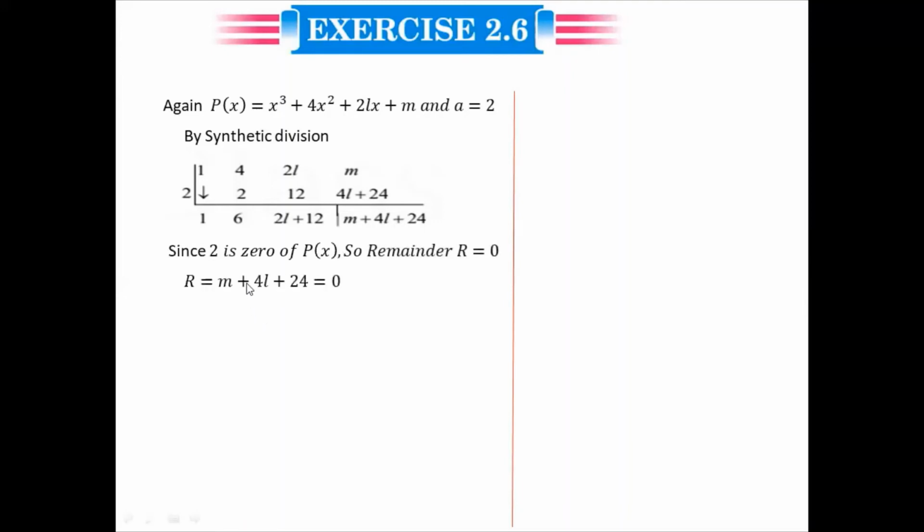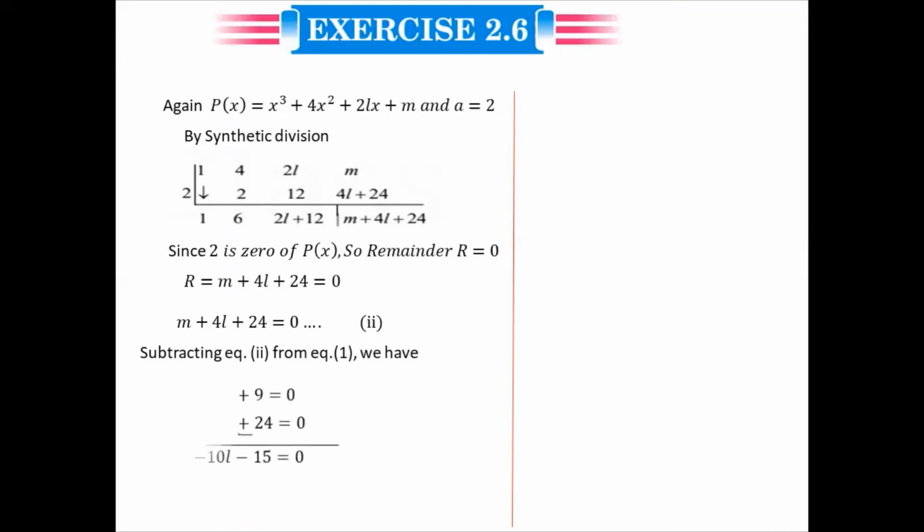So r is equal to m plus 4l plus 24 is equal to 0, or we can write this as equation 2. Now we have to find the value of m and l. We have two equations and two unknowns. So we can subtract equation 2 from equation 1. Then we just have to change the sign of the equation. This is plus and this is minus, and this cancels out with this one.